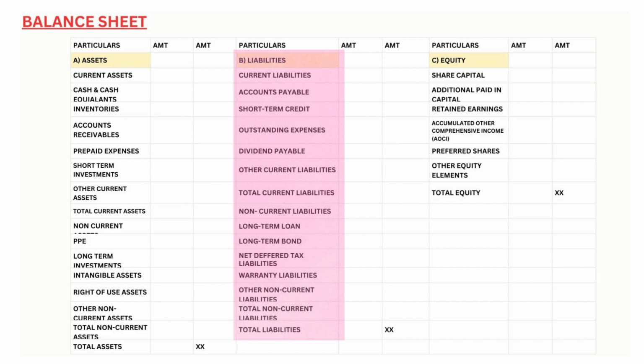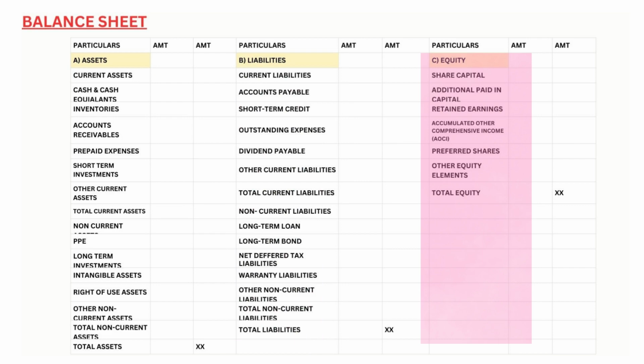Non-current liabilities are obligations due after 1 year. These include long-term loans, long-term bonds, net deferred tax liabilities, warranty liabilities, and other non-current liabilities. When we total these, we get total non-current liabilities. If we combine current liabilities and non-current liabilities, we get total liabilities.